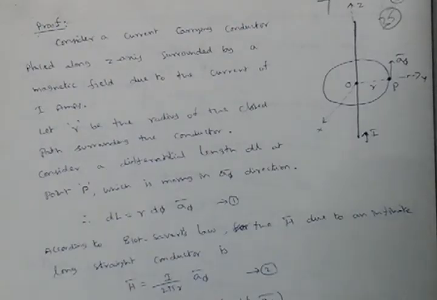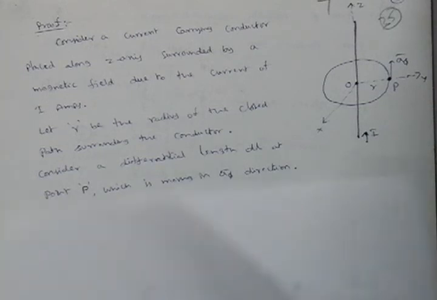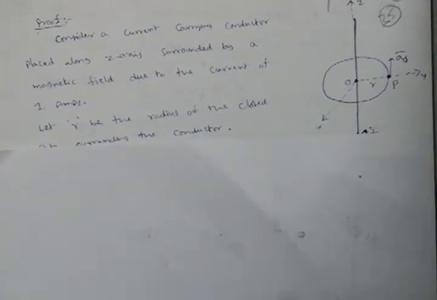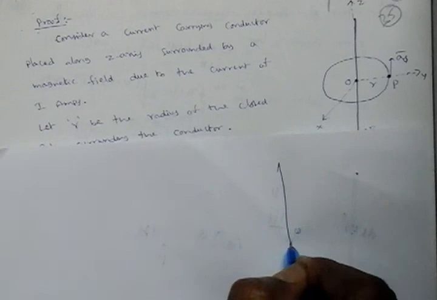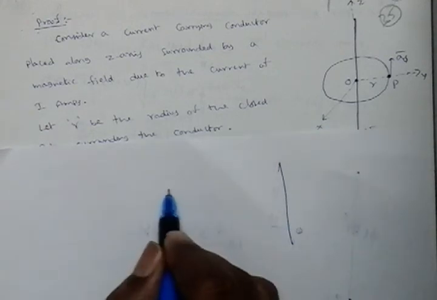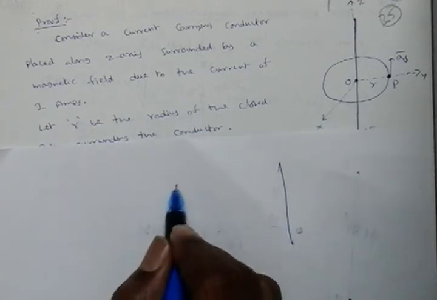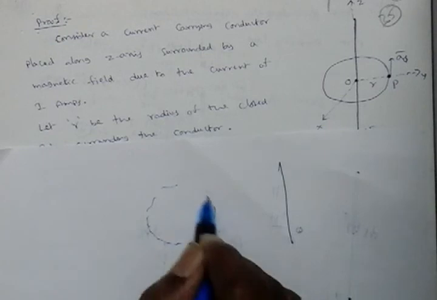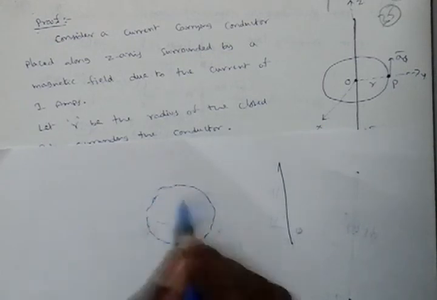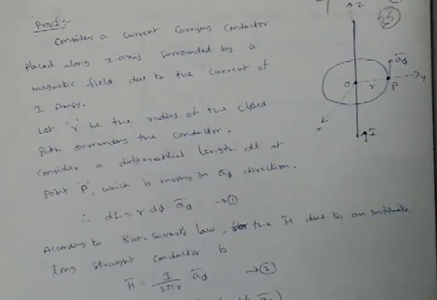Let's see the proof for this one. The proof is also the same, right? Once again, we need to consider the same thing as per the analysis. First, small differential lengths, combine all of them, will form a circle.